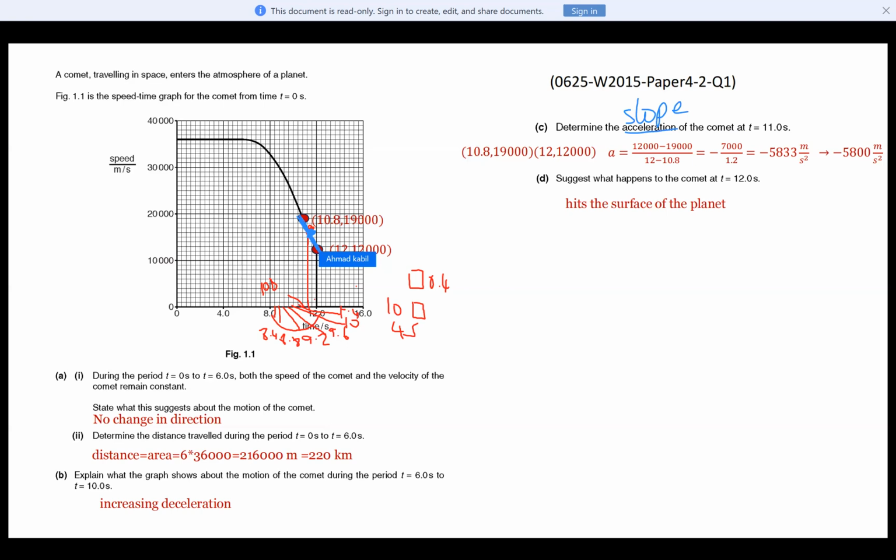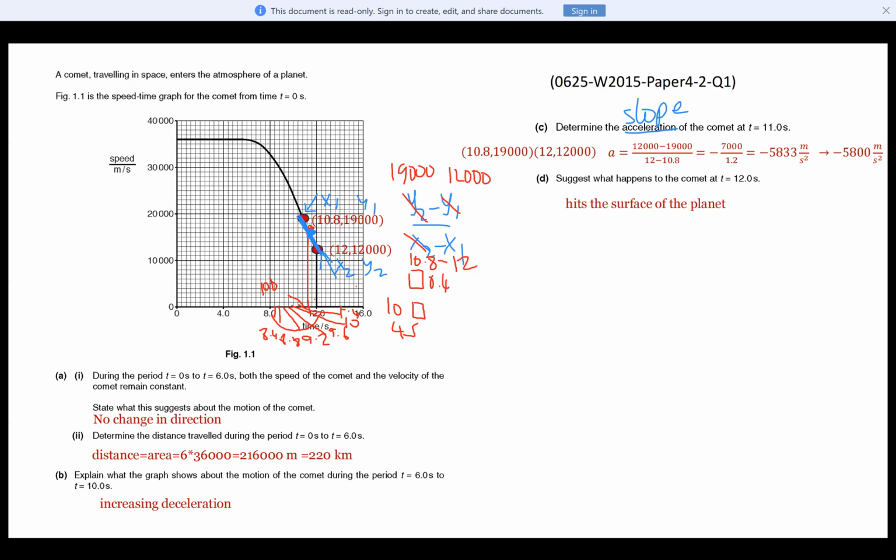So we can just take the initial point and the final point in terms of x and y, and we can use them to calculate the slope. And this is what I'm going to do. I'm just going to call this x1, x2, y1, y2, and we'll do y2 minus y1 over x2 minus x1 to get the slope. So therefore, we have 19,000 minus 12,000 divided by 10.8 minus 12, or the other way around, it doesn't matter.